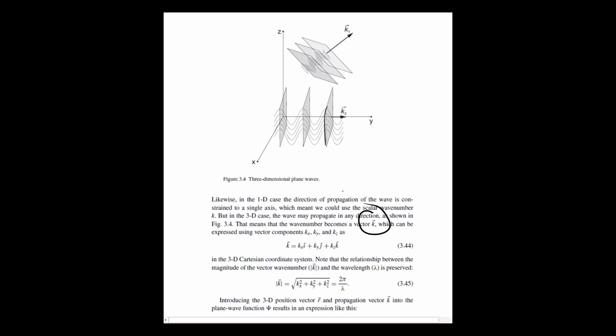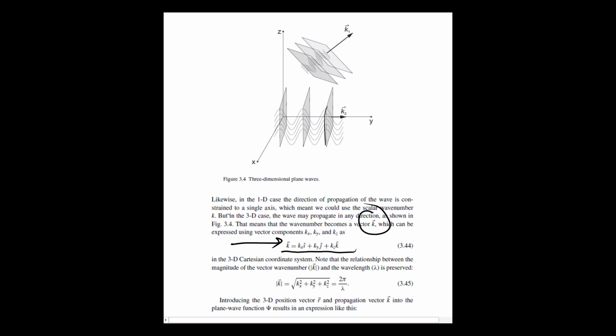In addition to using the vector r instead of the scalar x, we've also got to use a vector version of the wave number k. That's defined by this relation, in which you can see that now the wave number, instead of simply being 2 pi over lambda with the direction assumed to be along a single axis, the k vector can point in any direction depending on the components, k sub x, k sub y, and k sub z.